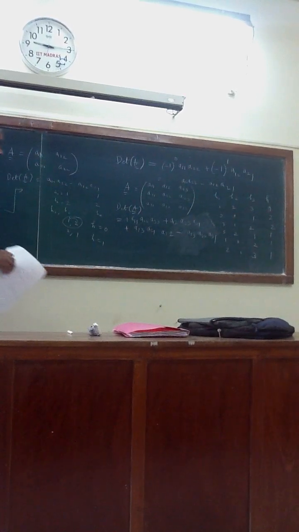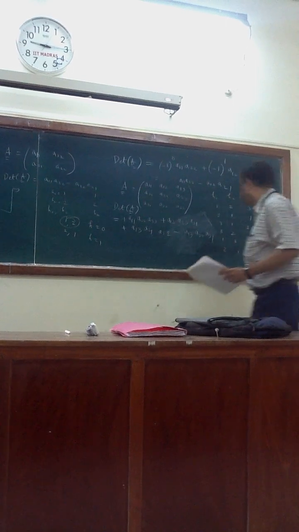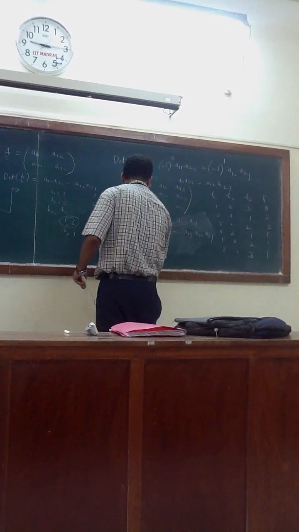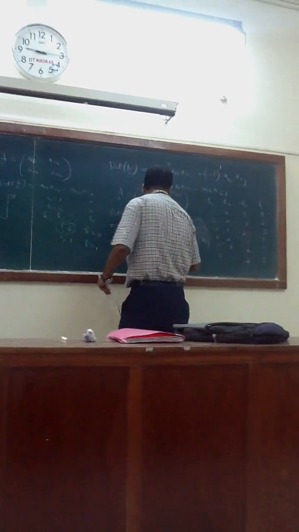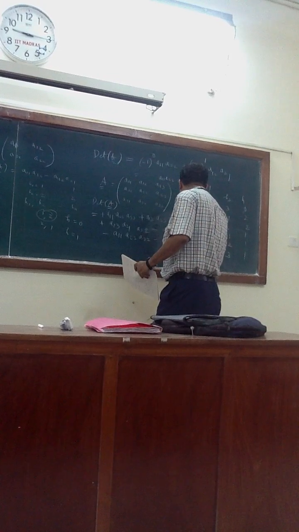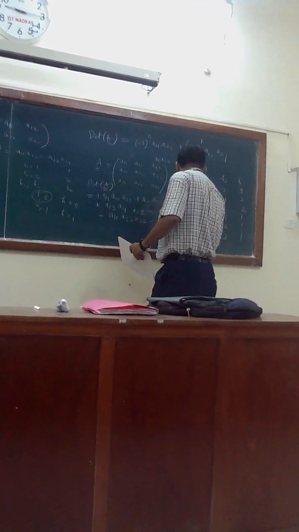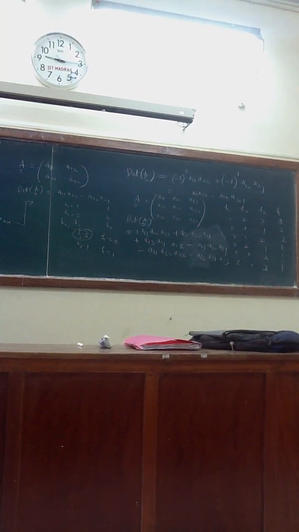Okay. Minus A1, A2, A3, 1. Next. Minus A11, A23, A32. Next. Minus A12, A21, A33. Over. That's it. So now you can see how easy it is, right?